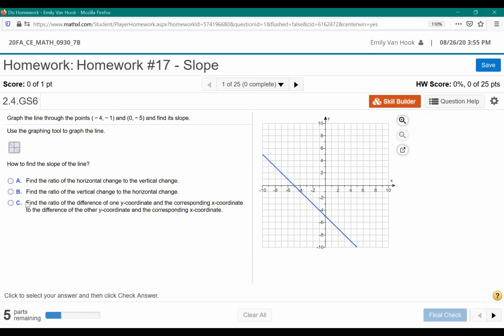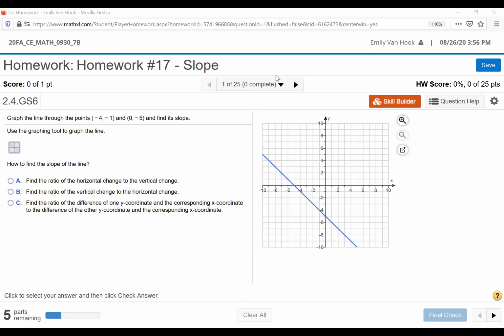Sorry, I'll finish reading C just in case you need to hear it. So here's choice C, which is not going to be the one. Find the ratio of the difference of one y coordinate and the corresponding x coordinate to the difference of the other y coordinate and the corresponding x coordinate. Okay, no. So slope of the line, that's going to be rise over run.